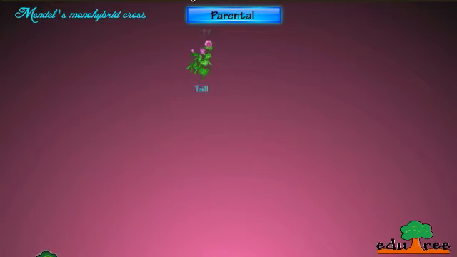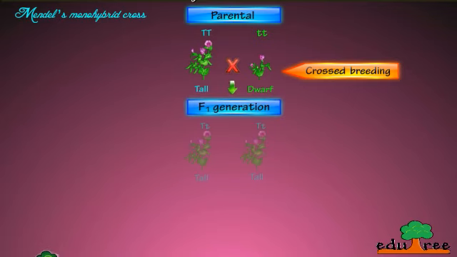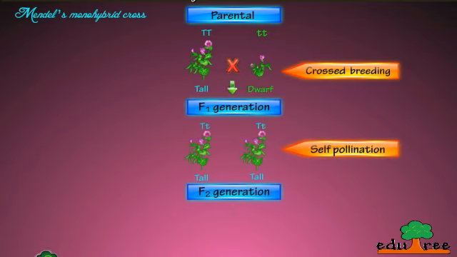Let's take a look at the diagrammatic representation of the monohybrid cross. Mendel took one tall and one dwarf pea plant for crossbreeding. He found the child plants were tall. He considered these child plants as the first filial generation plants. Then he used a tall plant from the first filial generation to self-pollinate. He found that both tall and dwarf plants appeared in the ratio of 3:1. He called these plants the second filial generation plants.